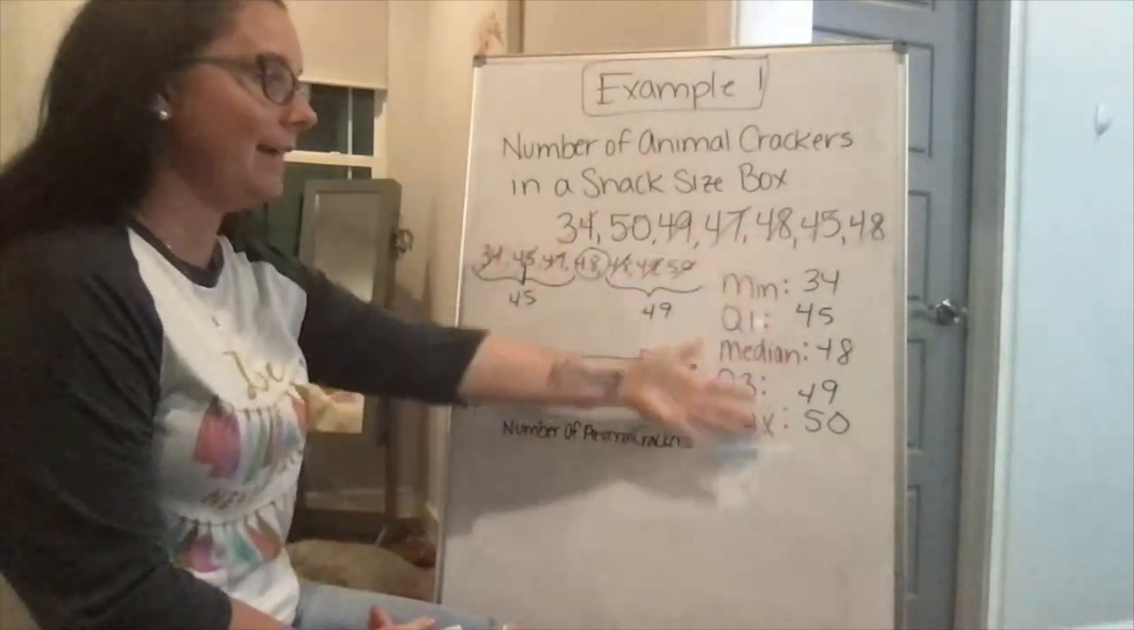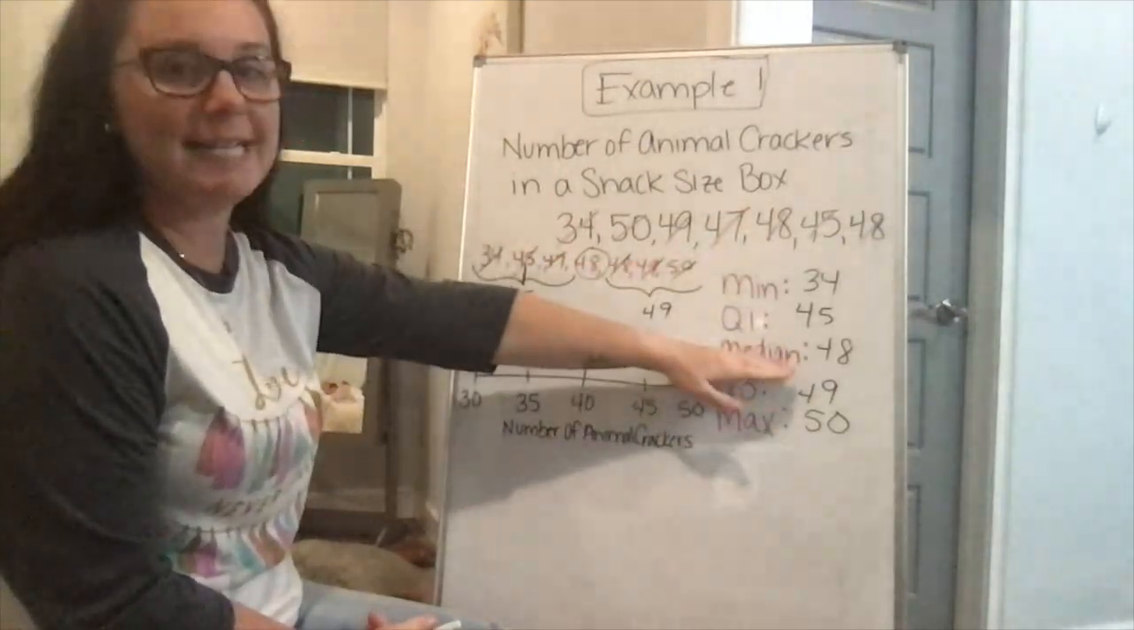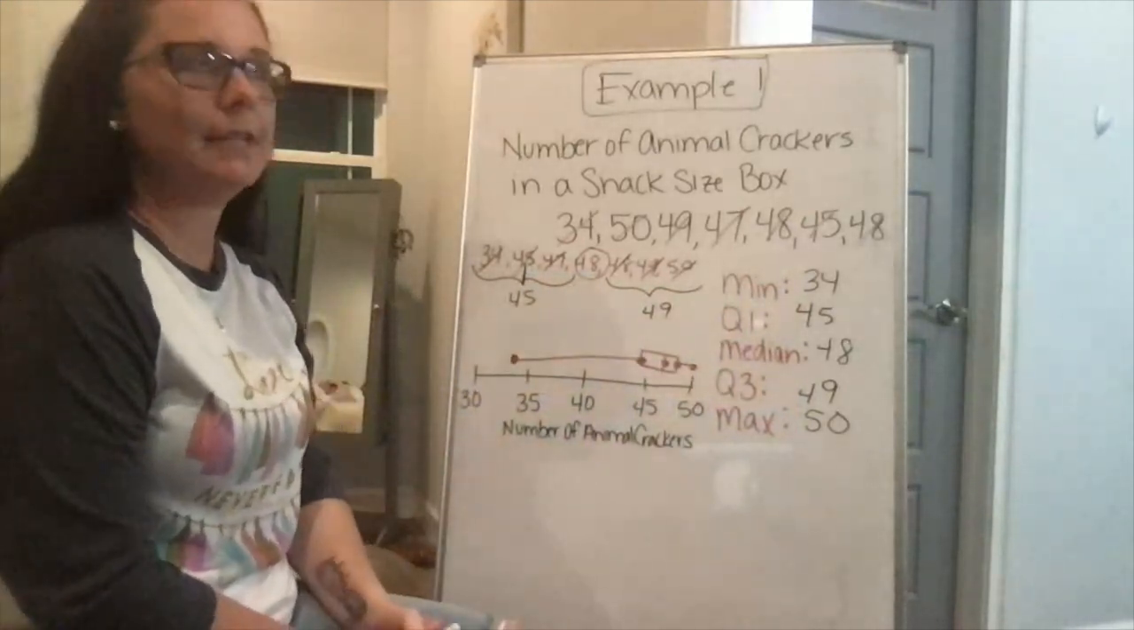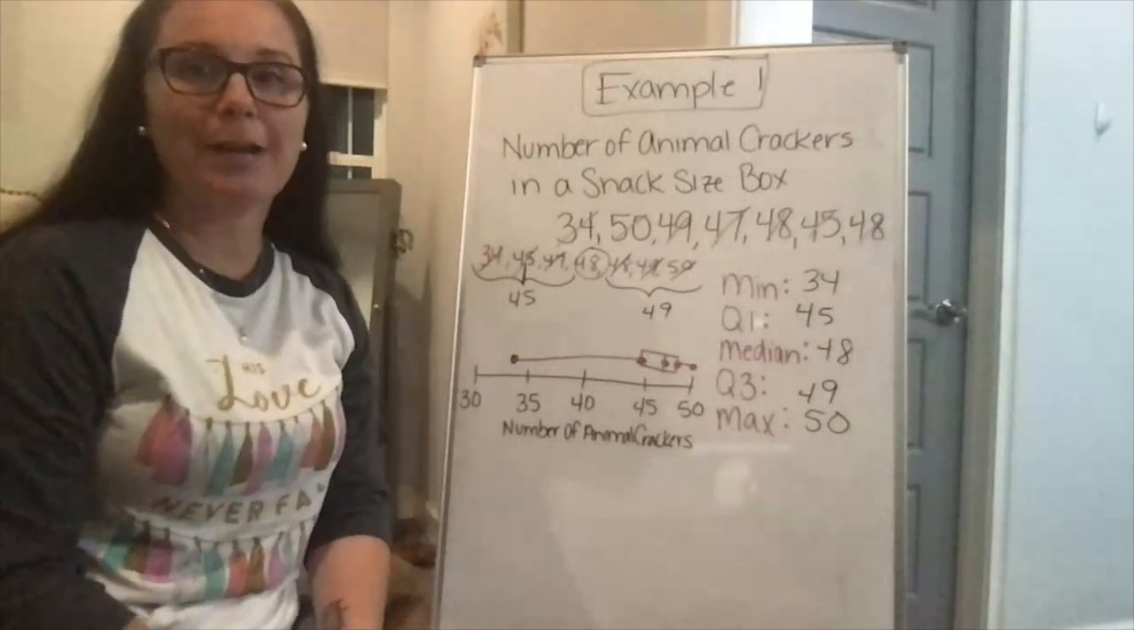We just made our five data pieces: minimum first, then maximum, then we can identify the median, and then we can find the quarter one and quarter three data. So you're going to try one on your own.